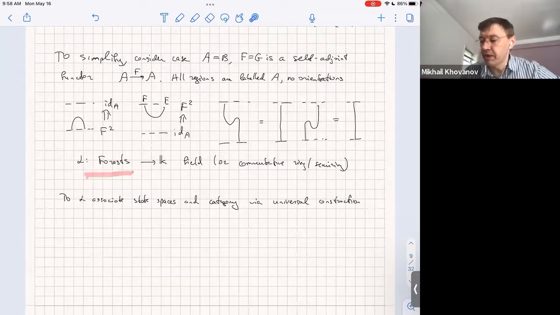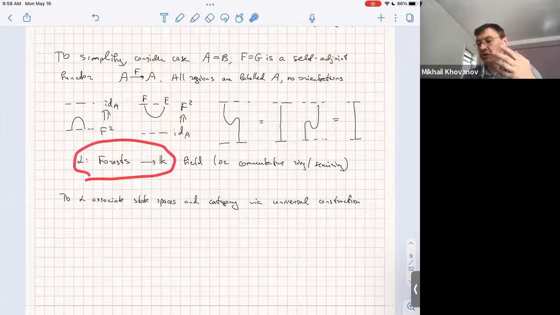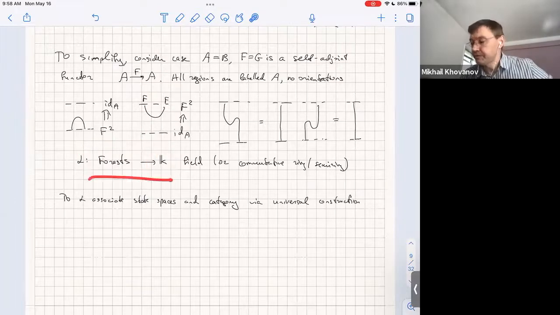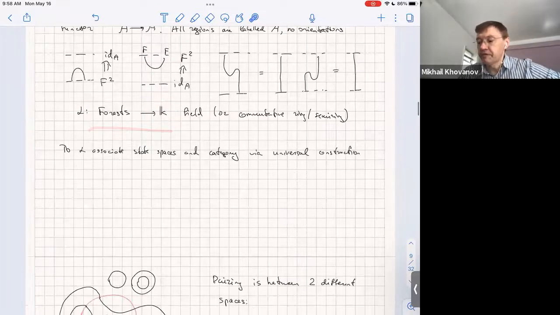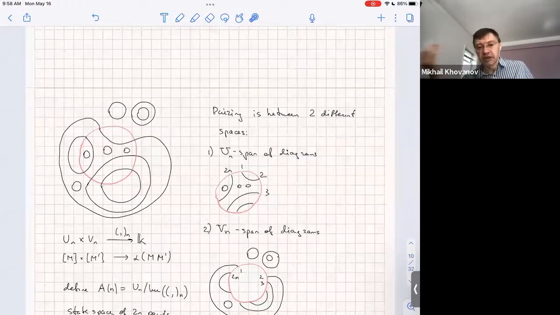So you have an evaluation map alpha from forests to K. So you should think of it like this. Secretly we have a center of a category. Every forest gives us an element of the center, and we have a trace function on the center into K. So we only know the trace function, we don't yet know the center. That's the situation. And from this function from forests into K, we can build a category and a self-adjoint functor. And the way you do it is it's a version of the universal construction.